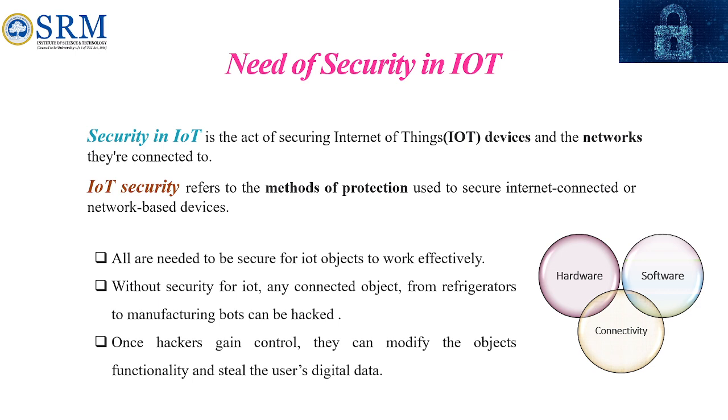This is a method of protection to secure interconnected devices based upon the network. The security relates to hardware, software and connectivity, as we can see in this diagram. These all need to be secured for IoT objects to work effectively. Without IoT security, any connected object, from refrigerators to manufacturing bots, can be hacked very easily. Once a hacker gains control, he can modify the functionality of the object and steal the user's digital data.